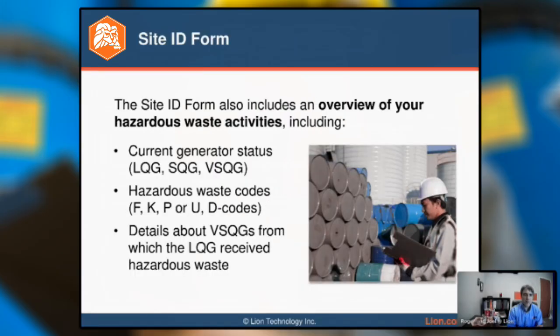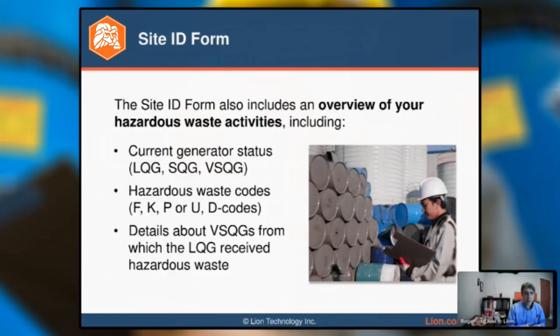Some other things that would also go into the form would be your generator status. So you just say, I'm a large quantity generator. You'd also list your hazardous waste codes, your F, K, P, U, and D codes. Those are codes that just represent the type of hazardous waste that you're generating.